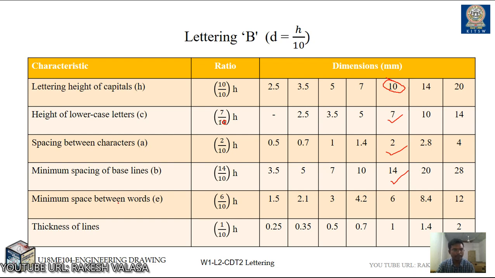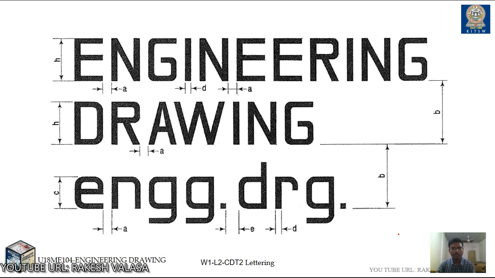Minimum space between words, 6 by 10 h. H is 10. 10, 10 get cancelled. That is 6. Thickness of lines, 1 by 10 into h. H is 10. 10, 10 get cancelled. That is 1. With the help of these two different types of lettering, we can print any sentence on a drawing sheet.